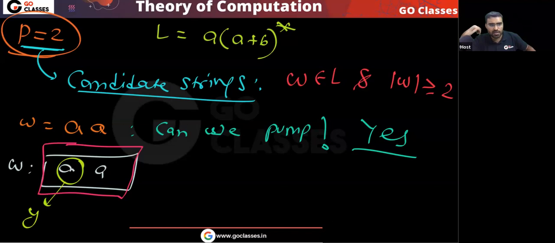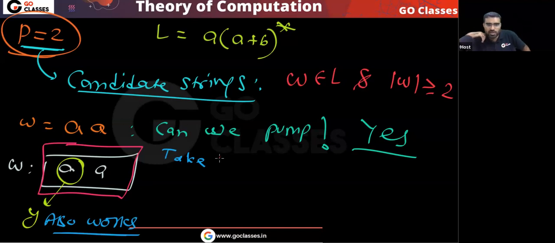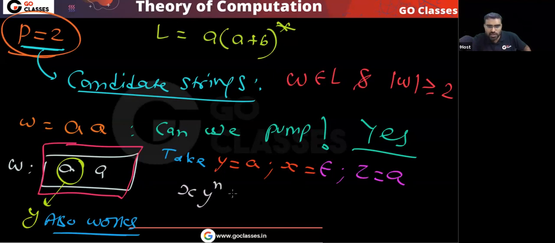So for example, for this string, this y also works. Tell me, what is x now? If I take y equal to this first a, then what is x? Now x is an empty string. What is z? Z is a. Now can I guarantee that x y^n z will belong to L?